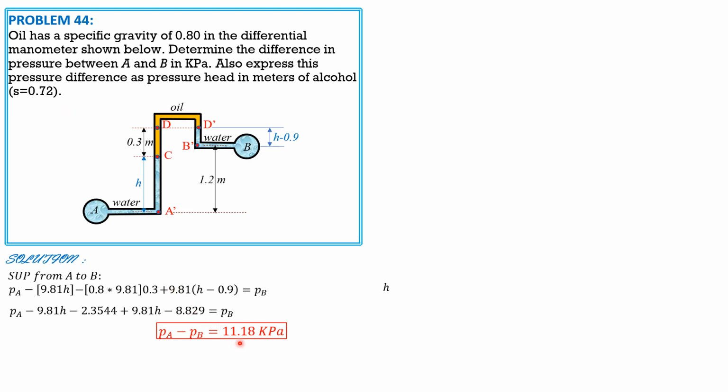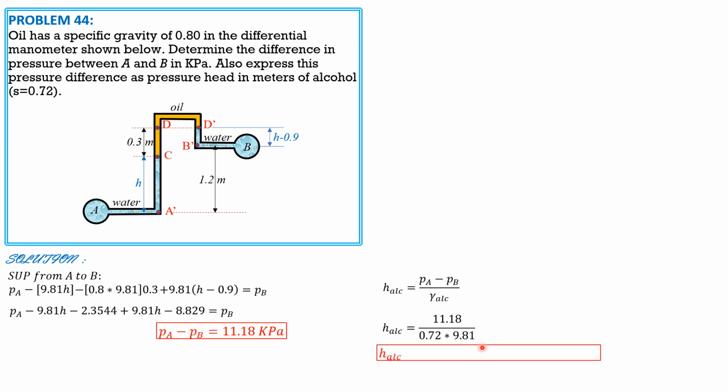So expressing this pressure difference in terms of pressure head in meters of alcohol, we simply divide this by the specific weight of alcohol, which is 0.72 times 9.81. So equivalent pressure head of alcohol is pressure at A minus pressure at B over specific weight of alcohol. So it is 11.18 kilopascals over quantity 0.72 times 9.81. So the equivalent pressure head in meters of alcohol is 1.583 meters of alcohol of specific gravity 0.72.